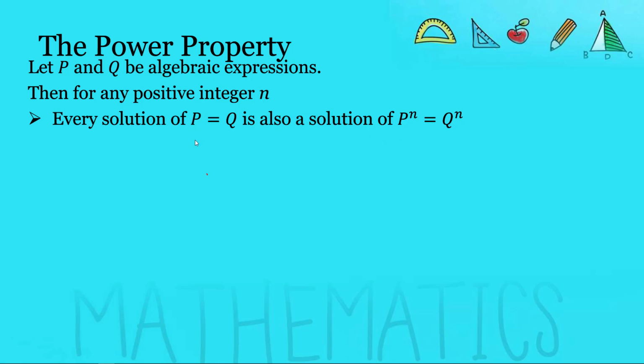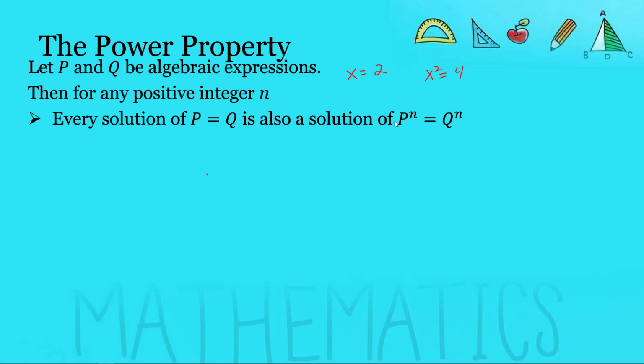And what we have here is that if you have basically two expressions or two numbers, this basically says that every solution of P equals Q is also a solution of P to the n equals Q to the n. And a trivial example of that is, well, let's suppose that x is equal to 2. Well, clearly 2 is a solution of x. Well, it also turns out that 2 is also a solution of x squared is equal to 4.